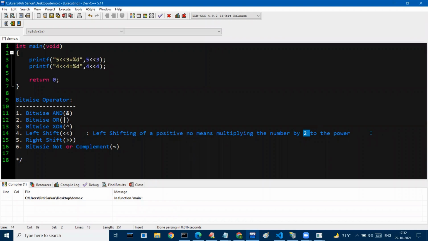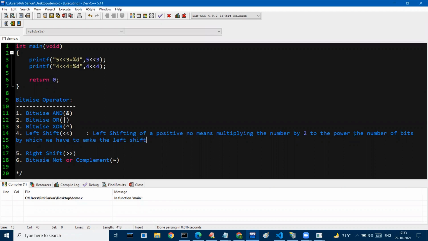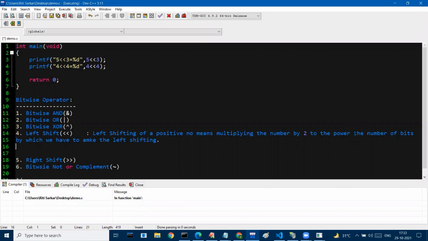Multiplying the number by 2 to the power number of bits by which we have to make the left shifting.